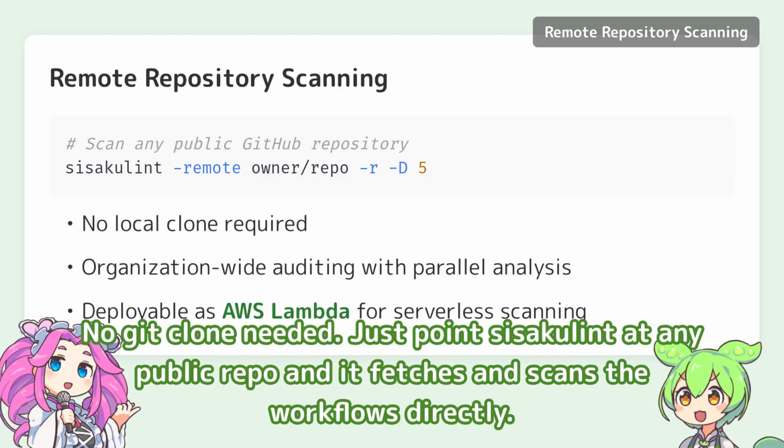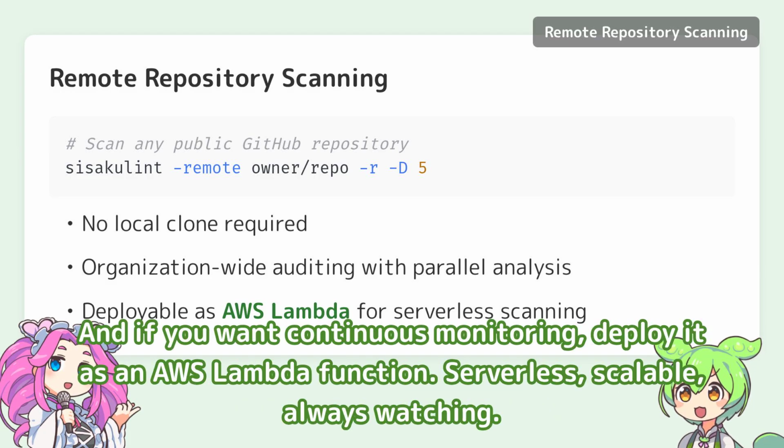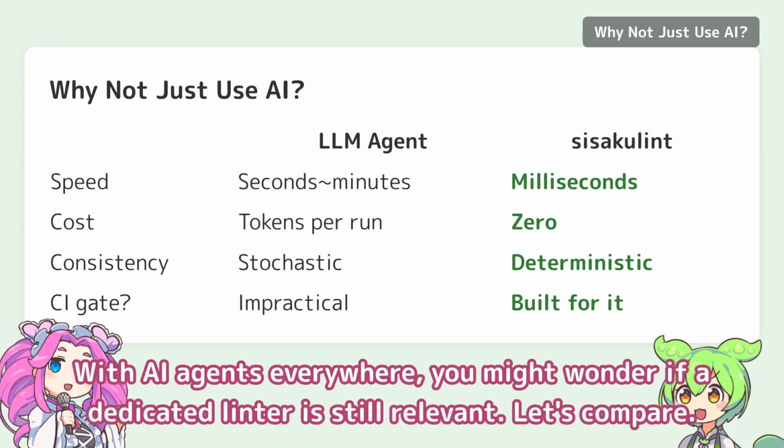No Git clone needed. Just point sisakulint at any public repo and it fetches and scans the workflows directly. This is huge for security teams. You can audit your entire GitHub organization in one pass, scanning repos in parallel. And if you want continuous monitoring, deploy it as an AWS Lambda function. Serverless, scalable, always watching.